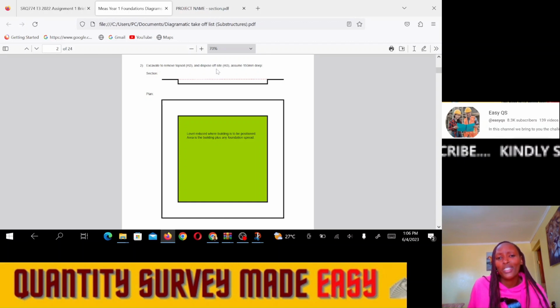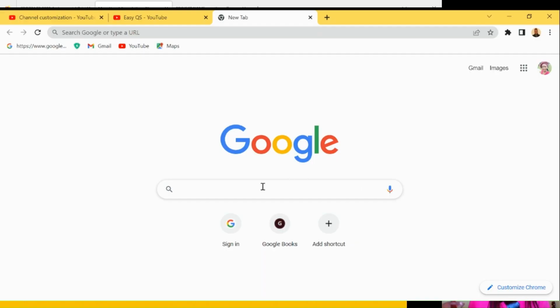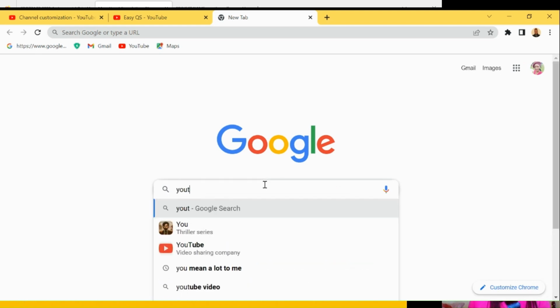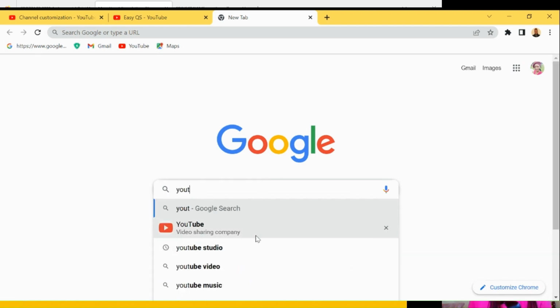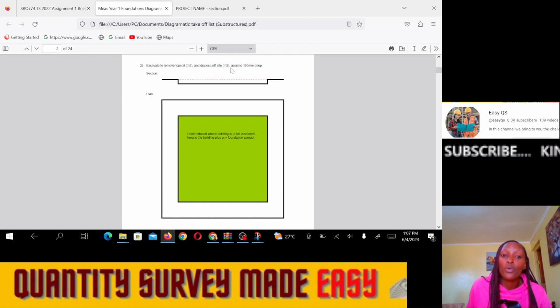It will be transported by lorries. That transportation shall be paid for. So that paying for is usually measured by volume. We shall pay the people who are transporting in terms of volume. So the removal of topsoil is usually measured in meters squared, the unit rate. Then the disposal of the soil is measured in meter cube.